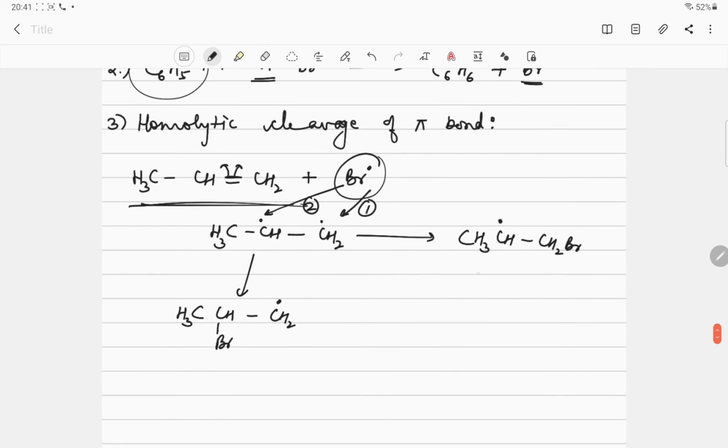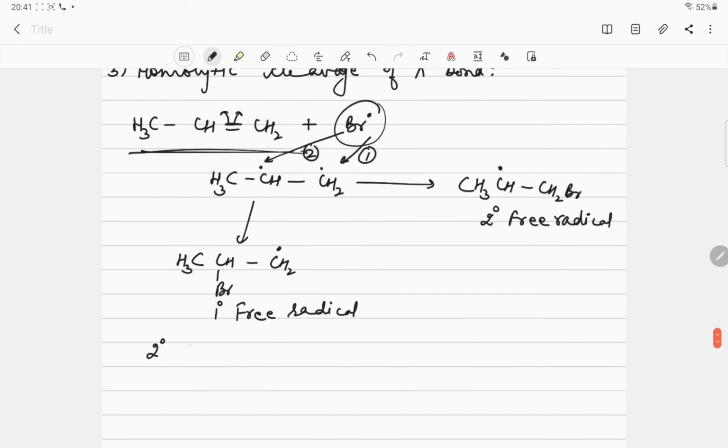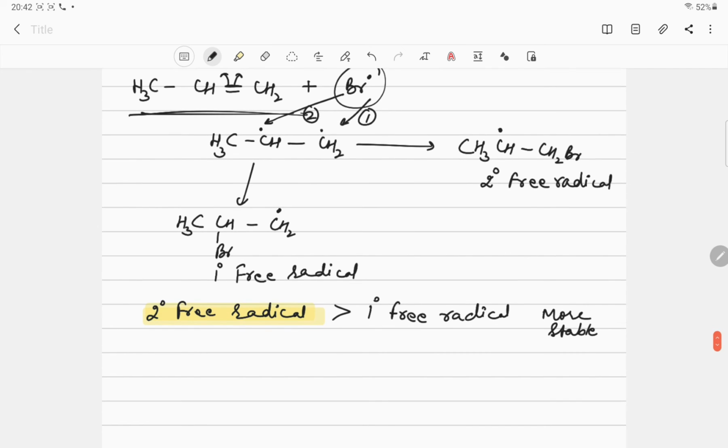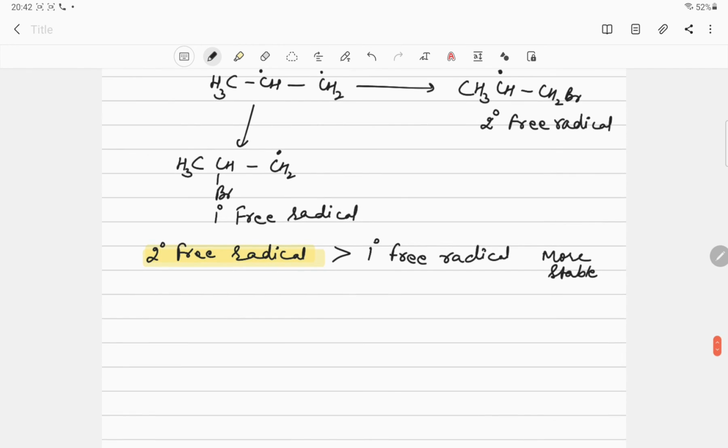So we are getting 2 intermediates here. This is secondary free radical and this is primary free radical. We know it very well, secondary free radical is more stable. So that is why it will be forming the major product, while primary free radical is less stable. This is more stable, sorry. This is more stable. So that is why it will be leading to the formation of the major product.